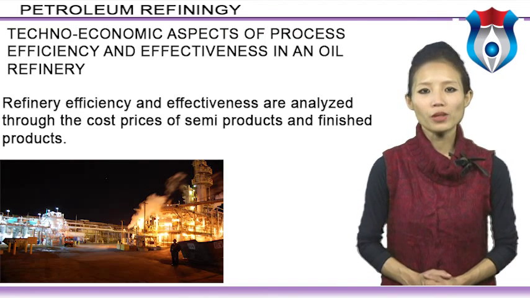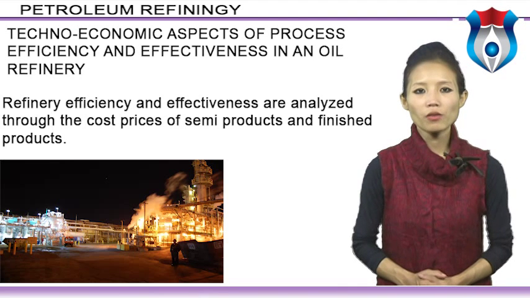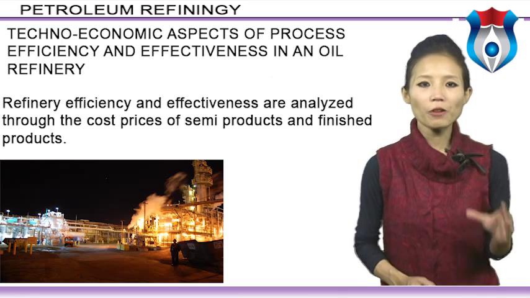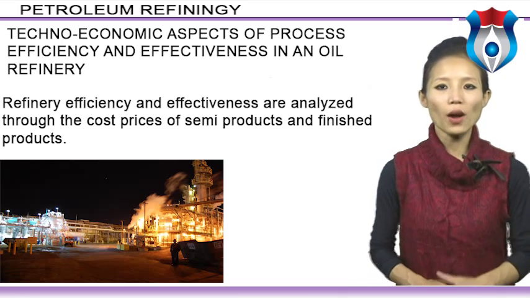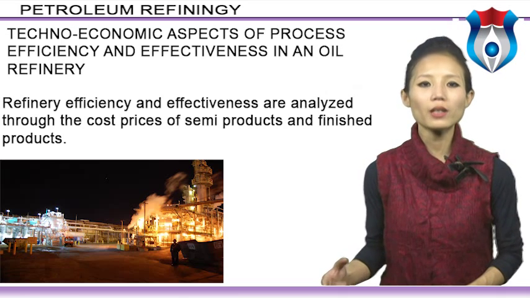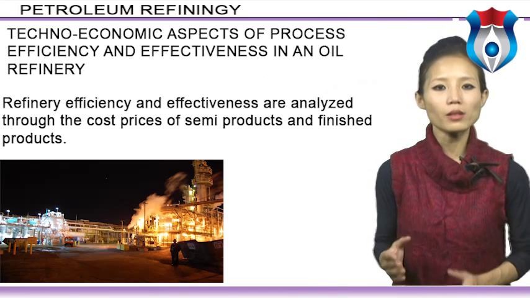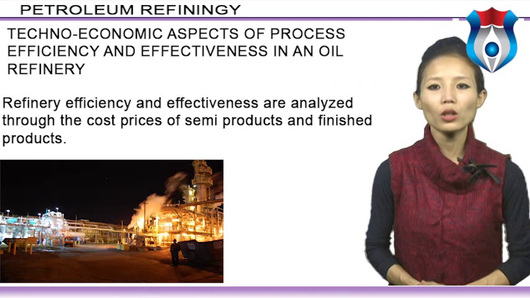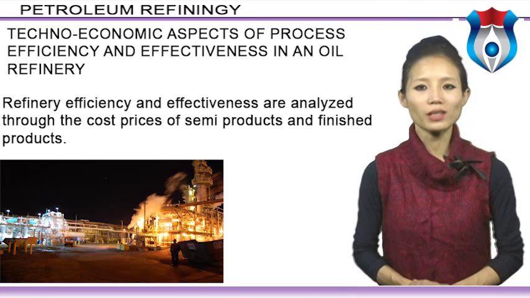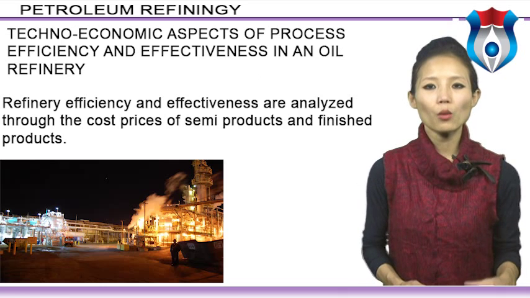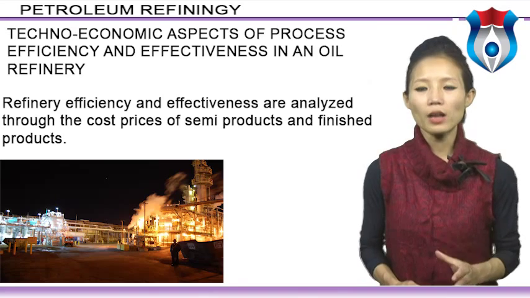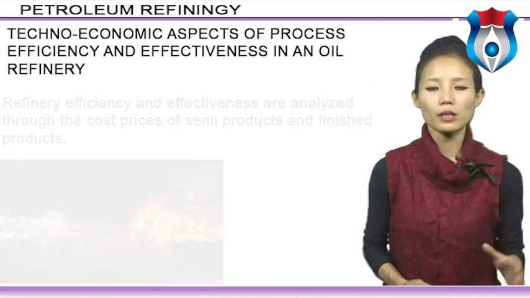Techno-economic aspect of process efficiency and effectiveness in an oil refinery. Refinery efficiency and effectiveness are analyzed through the cost prices of semi-products and finished products. The emphasis is placed on the problems and dilemmas that the management of refinery units and the refinery as a whole have to face when choosing the cost pricing methods for the semi-products, which are then blended into finished products in the final phase and then sent to the market.